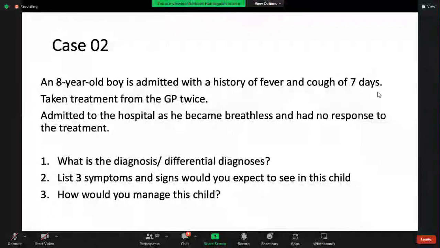So list 3 symptoms and signs you would expect to see in this child. So the symptoms, I have to see if the cough is productive and whether it's purulent. And also whether the child is feeling breathless. And whether we should ask whether the child is making any noise when he's breathing. Okay. And what about the signs? Any wheezing noises, madam, and grunting noises.